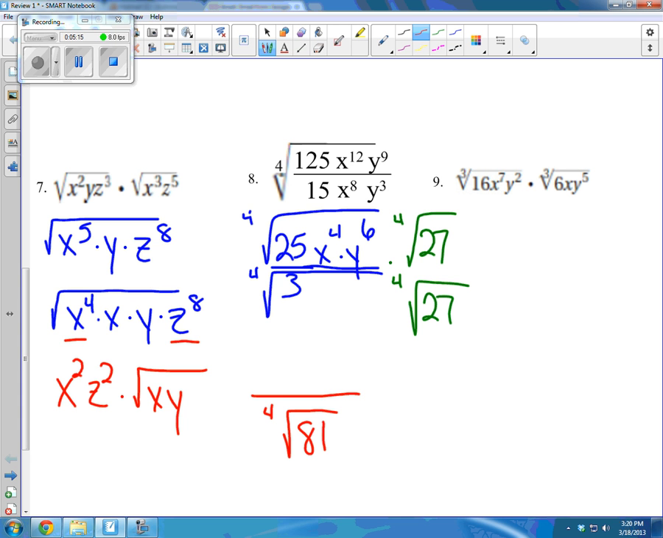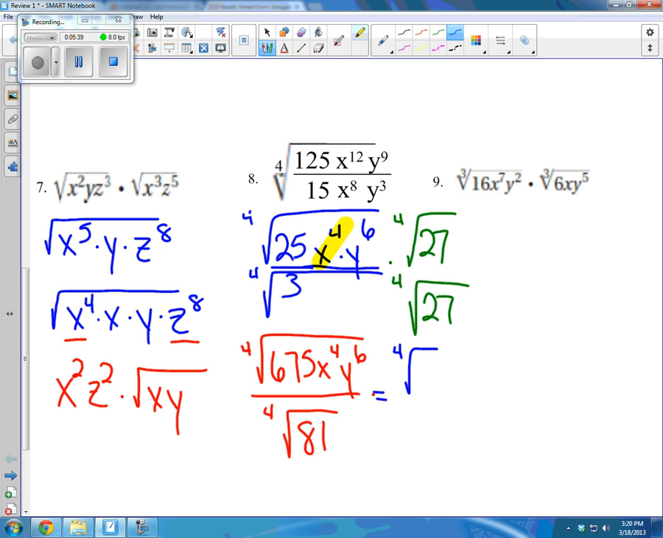My numerator, I'm going to go ahead and put everything together. So I'm going to take the 25 and the 27 and multiply them. And here come the x's and the y. And now I'm going to take everything perfect out. And I realize I could have taken, for instance, this x to the 4th out from the very beginning, but I'm just taking it out now. So here's my final answer.